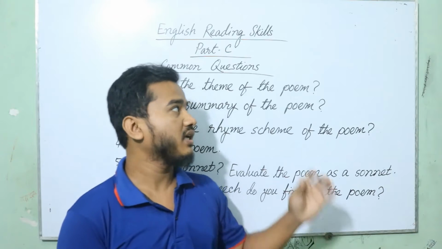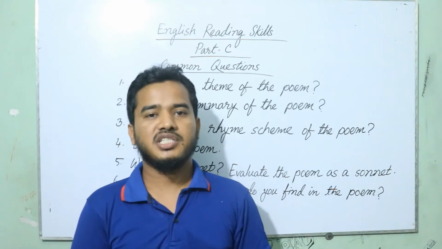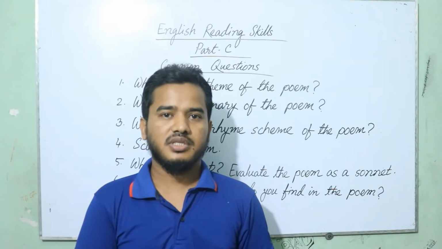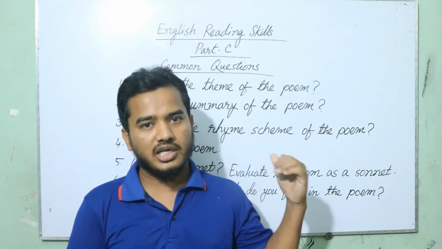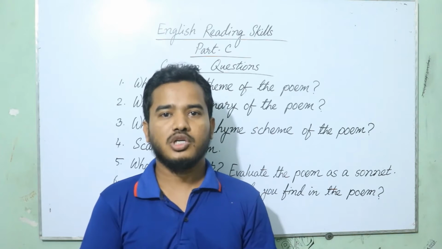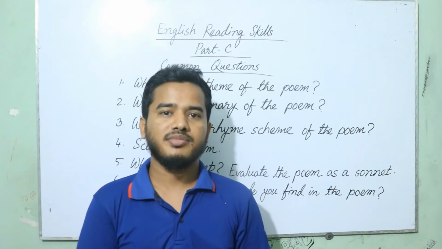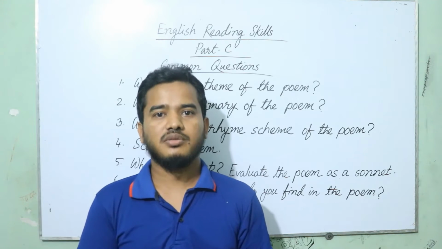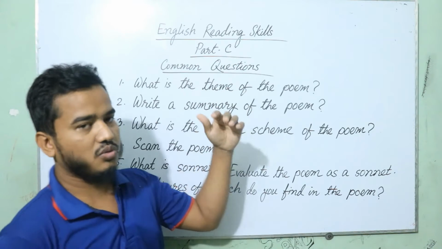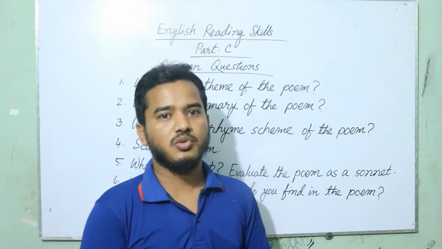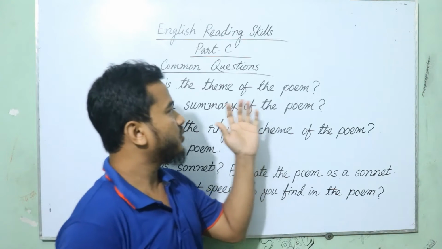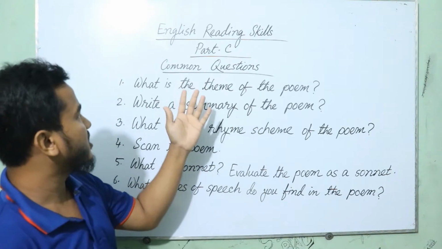Now you know that in our last two classes I discussed some figures of speech, and I think they are very helpful for you. Today I am going to discuss some important questions, and I will give you some poems to practice at home. In our reading skill part C, we have to face some broad questions, and we have 10 marks for each answer.